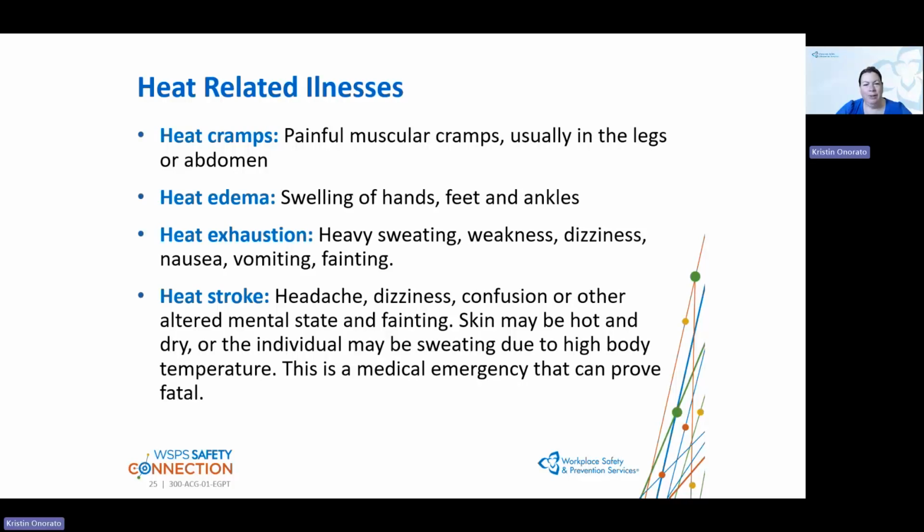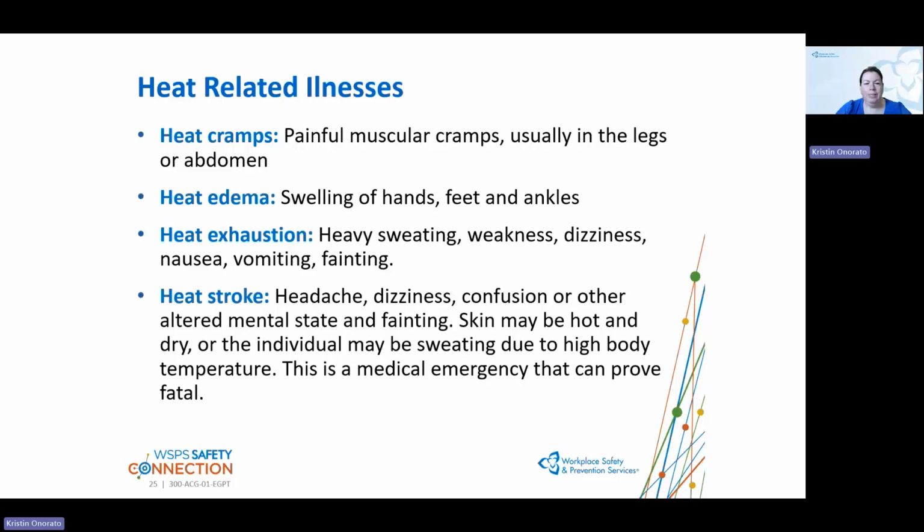Heat cramps are those really painful muscle cramps, usually within your legs or abdomen, but can be anywhere, that are happening because of the heat, right? We're either missing too many electrolytes or too much water, and our muscles and joints are obviously reacting to that. Probably something many of us have experienced before, but heat cramps are definitely one potential heat-related illness that could happen to our workers or those of us working in heat.